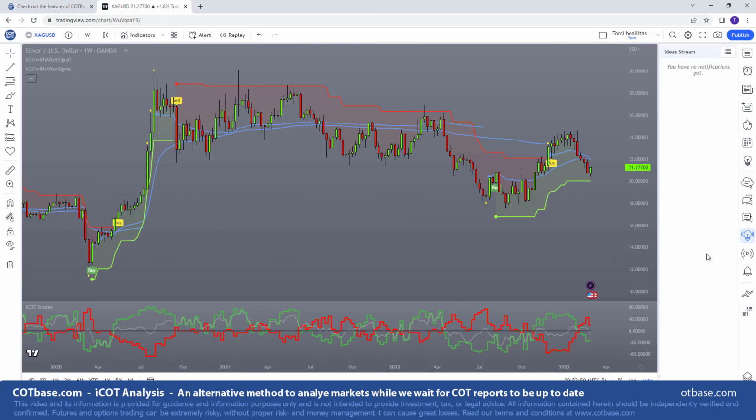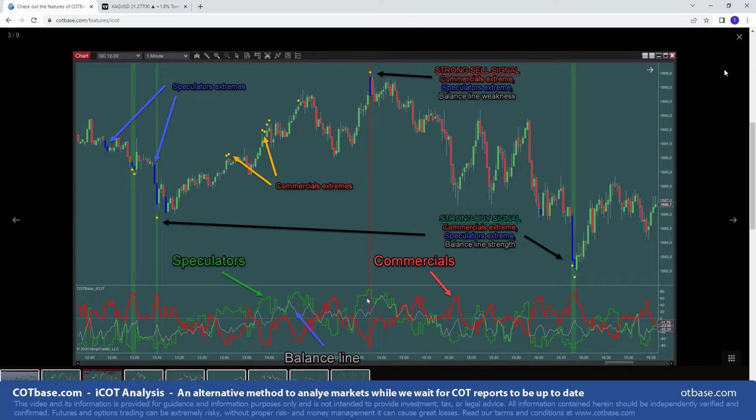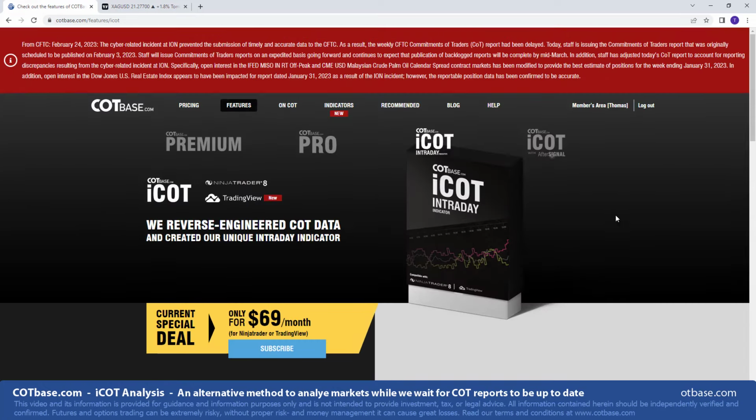I'd like to highlight and underline 100 million times, this is not data from the CFTC, but the way we put it together is based on the notions and knowledge in classic COT analysis. So if you're interested in this indicator, please give it a try. You can put a comment underneath the video if you have questions, or you'd like to reach us. Just send us an email to info@cotbase.com. That is our website, cotbase.com.